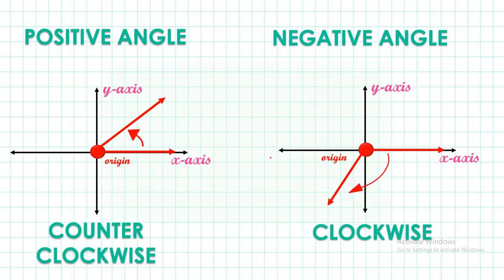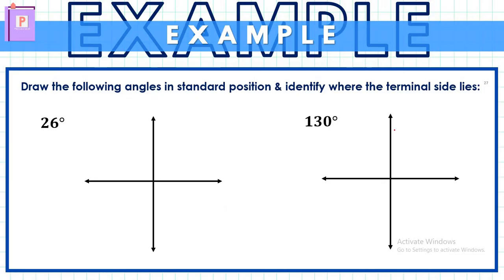So to compare positive and negative angles, we just need to take note of the direction of the rotation. If the direction is counterclockwise, we can generate a positive angle. If the direction is clockwise, then we can generate a negative angle. So it's very important that when you draw an angle, you use arrowheads to designate the direction of the rotation. Let's now try to draw angles in standard position and identify where the terminal side lies.